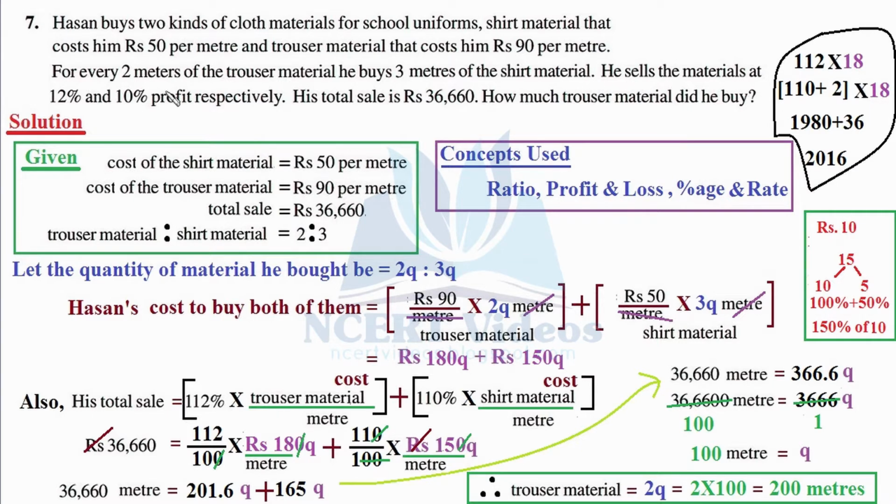He sells the materials at 12% and 10% profit respectively. His total sale is rupees 36,660. How much trouser material did he buy?